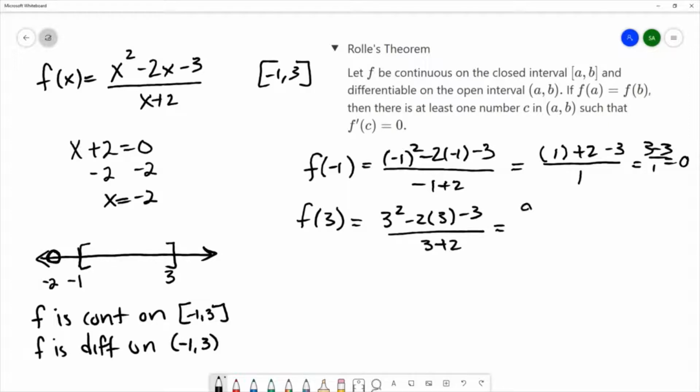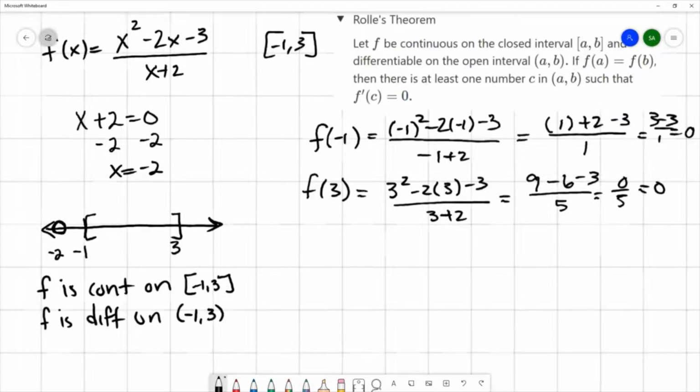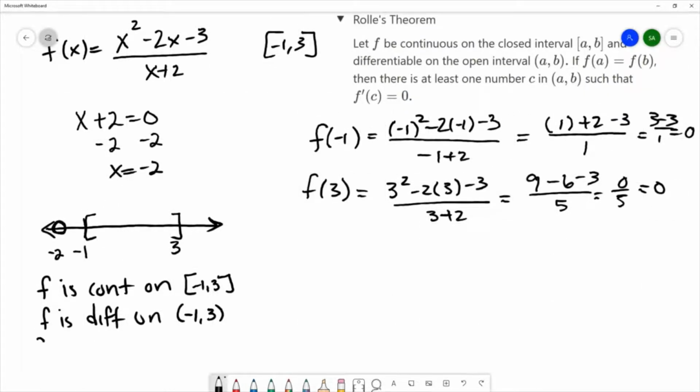That's 9 minus 6 minus 3 over 5. That's 0 over 5, which is 0. So the final condition of Rolle's theorem has been met, and that is that f of -1 is equal to f of 3. Let me write it over here with the rest of the conditions.